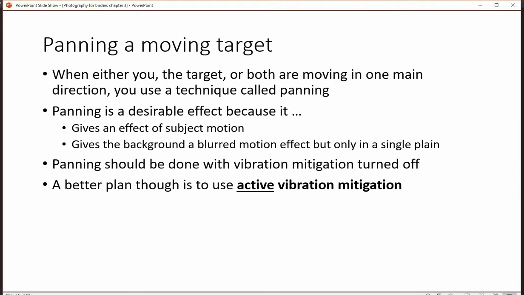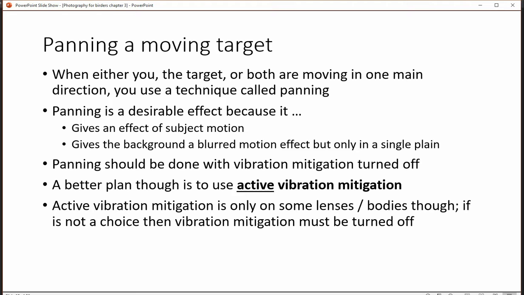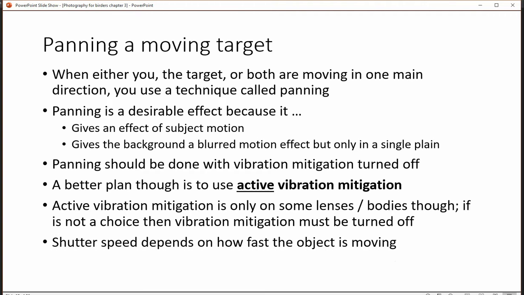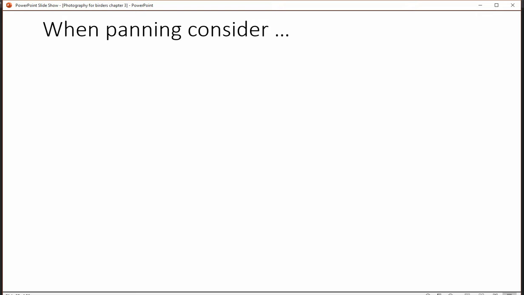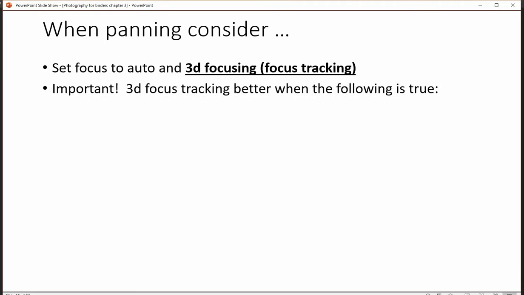I usually turn vibration mitigation off unless I have this thing called active vibration mitigation, which allows you to make it so that the vertical is mitigated but the horizontal is not, allowing you to pan. And so shutter speeds, I find somewhere between 1/100th and 1/200th of a second seems pretty good. Slower than that, too much risk of blur, and faster than that, you don't really get the benefit of panning for the background.